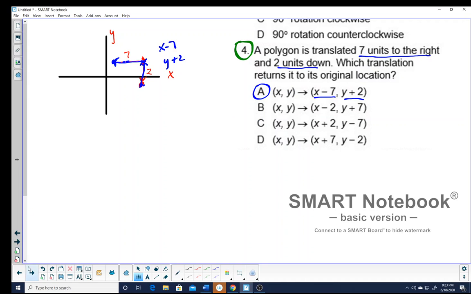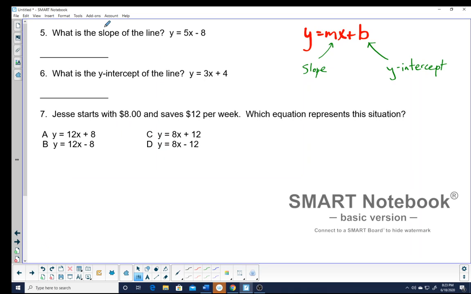A is your answer. On 5, what's the slope of this line? Remember, slope-intercept form, the m value represents the slope, so 5 is the m value in this equation, so the slope is 5. So what's the y-intercept? In slope-intercept form, the b value is the y-intercept, so in this case, the plus 4 represents the y-intercept, so the y-intercept is 4.